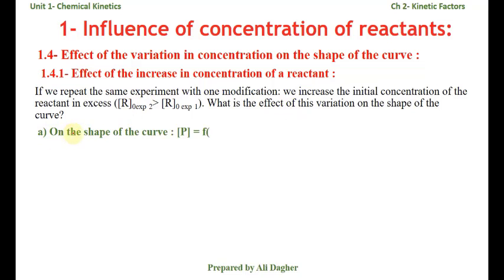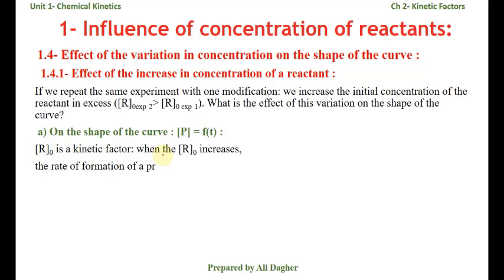Part A, on the shape of the curve of formation of product, concentration of product equal f(t). First, the initial concentration of this reactant is a kinetic factor. When the initial concentration increases, the rate of formation of product increases. When the rate increases, that means at each instant, the concentration of product in experiment 2 should be bigger than the concentration of this product in experiment 1.